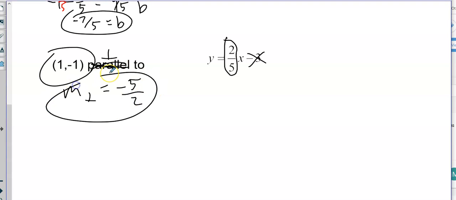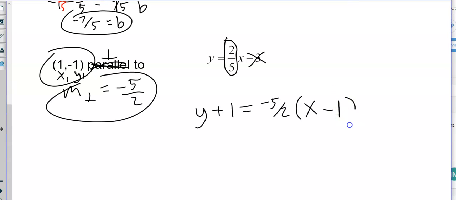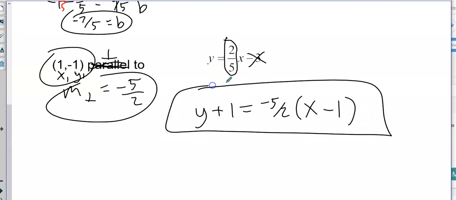Now I have the slope and a point. Let's say it didn't specify the form. If they didn't specify what form, I'm always going to default to point-slope form. So it'd be y minus y1, which is y + 1, equals m, which is -5/2, times x minus x1, so x - 1. That's like your x1 and y1 in this form. And I got it. That's the equation of the line.